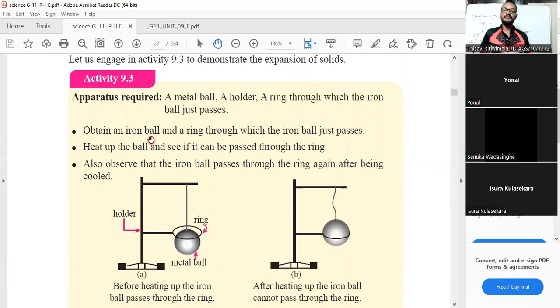Then what you need to do is increase the temperature of the metal ball, heat it, then again try to send it through the ring. But this time you will not be able to send it. So you can draw the diagram there in that box.